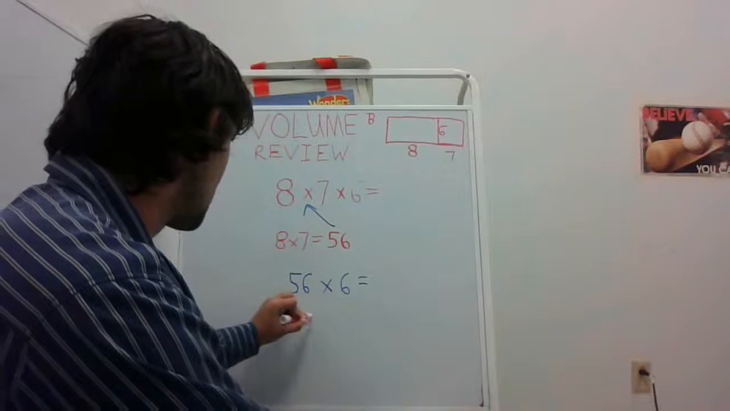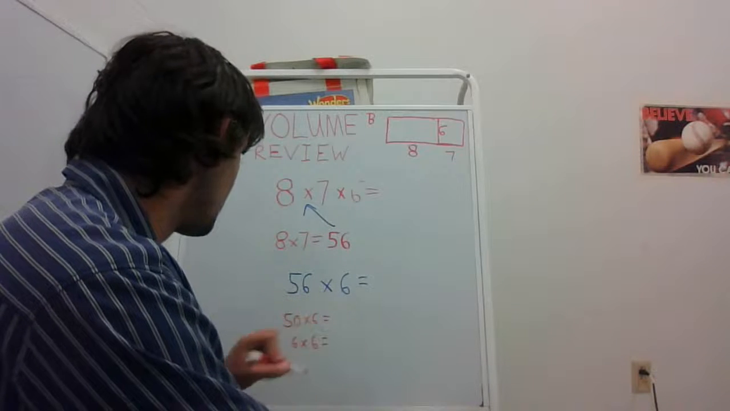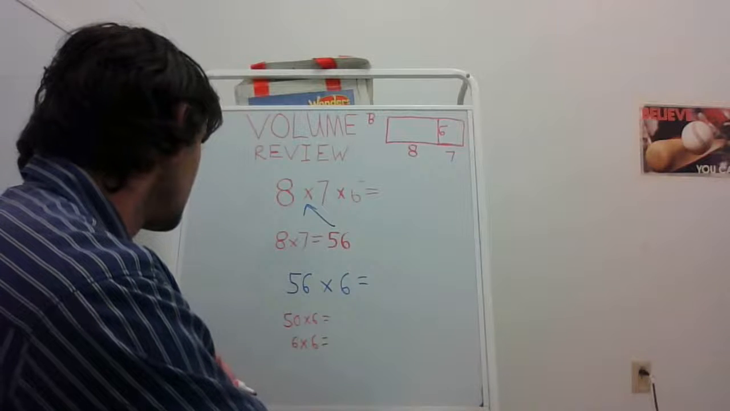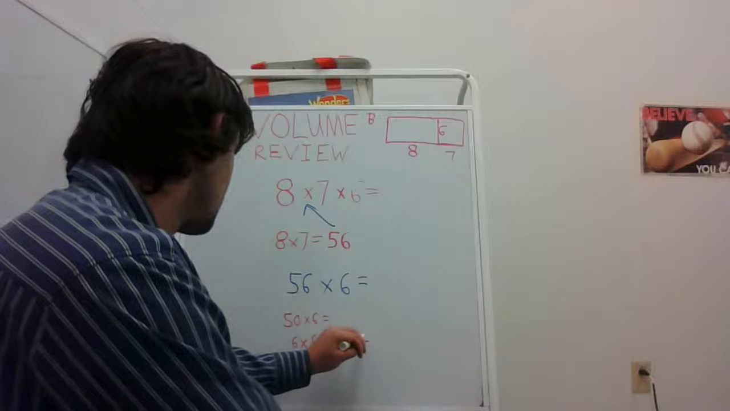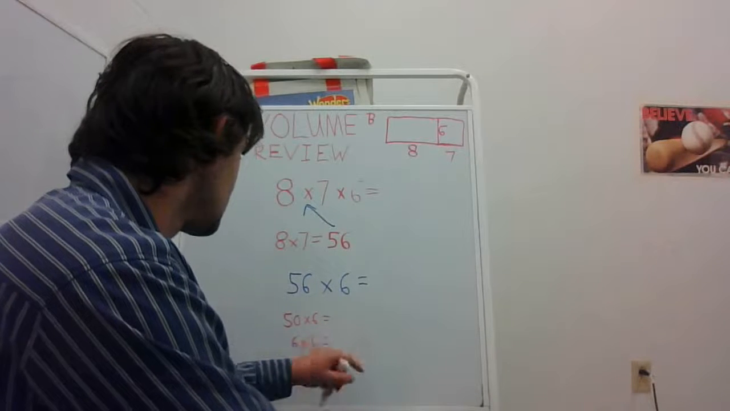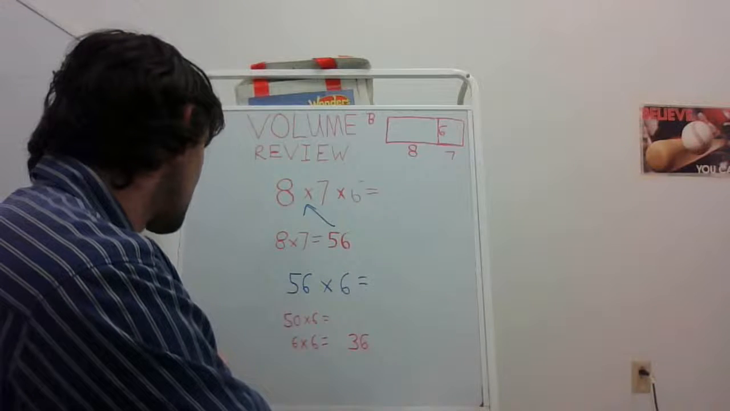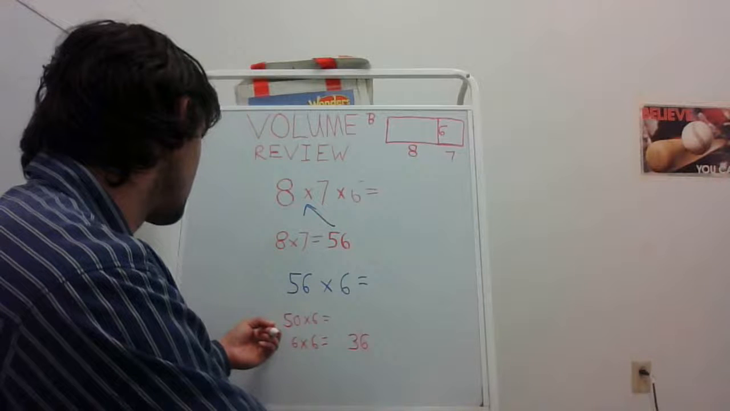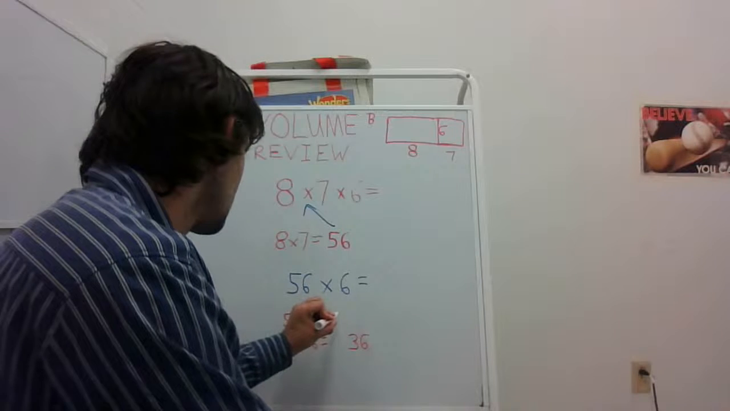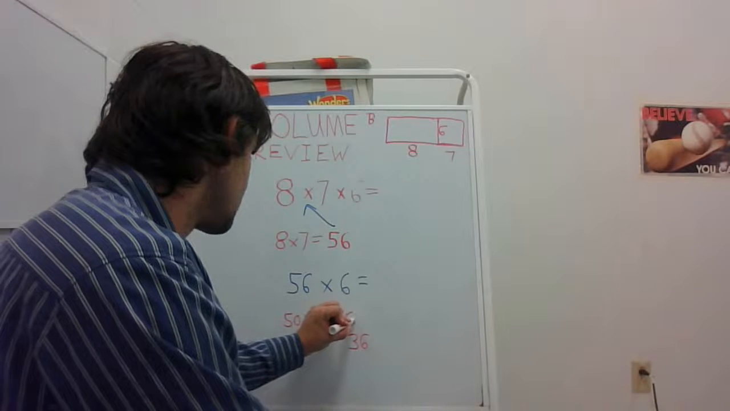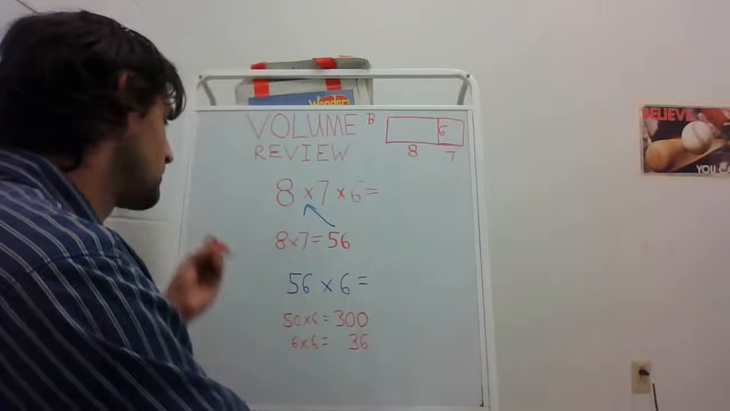So if we multiply 50 times 6 and 6 times 6, and then add our answers to those two problems, we'll be able to figure out what 56 times 6 is. So 6 times 6 equals 36. Now 50 times 6. To solve this, I'm going to multiply 6 times 5 and then add a 0 to my answer. 6 times 5 equals 30. Since we're multiplying 6 times 50, I'm going to add a 0 to my answer there. 6 times 50 equals 300.